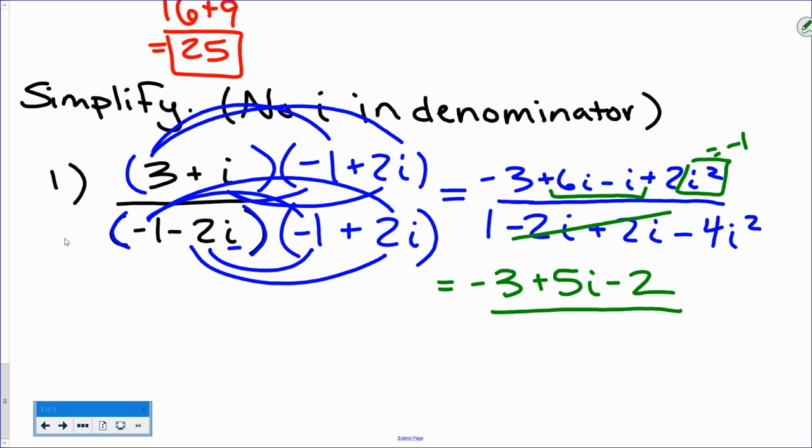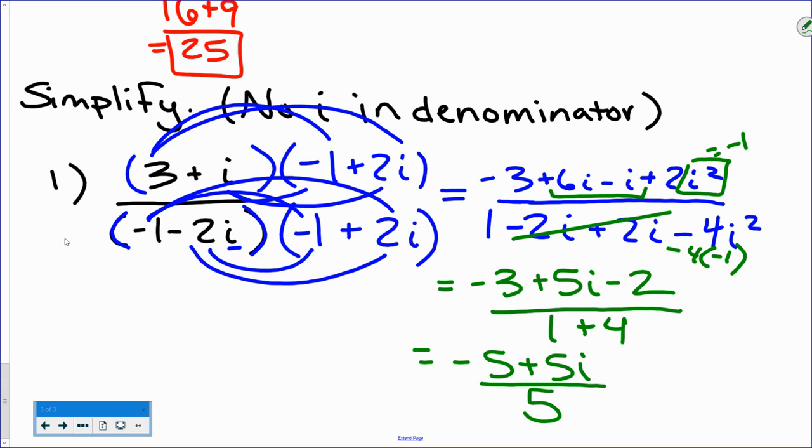So those will get canceled out, -2i plus 2i. Remember, -4, you're going to multiply that by -1 to replace the i squared with its value of -1. So that turns into a positive 4. So what I have is -5 plus 5i over 5.